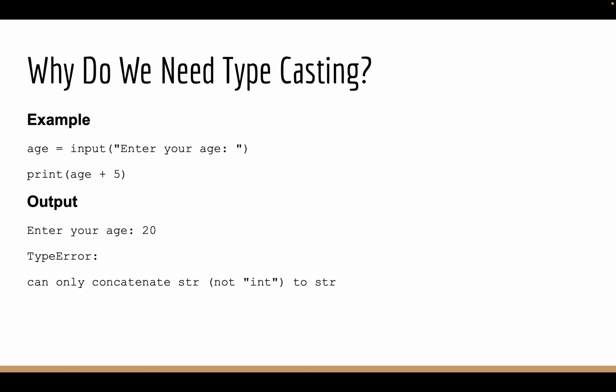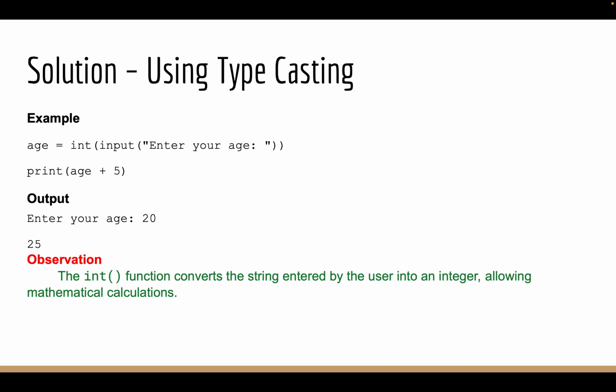So the age is 20. We can't perform addition here because the age we got from the user is in string format. We can't perform addition with a string and an integer. For this, we have to convert the string to an integer. So let's see how. So this is how it is done.